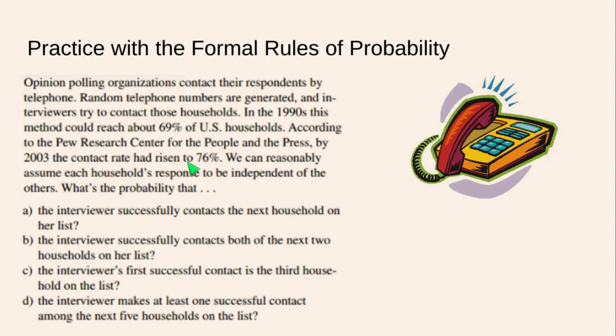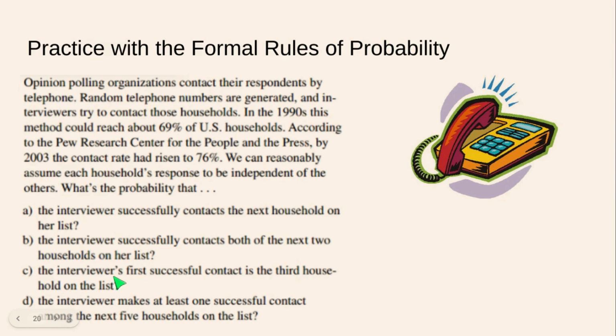And we'll be assuming the new updated proportion of 76% if you consider 2003 to be new. So we'll go with 76% there. Next, we're going to answer what are the odds the interviewer successfully contacts both of the next two households on her list? And we'll assume those contacts are independent events.